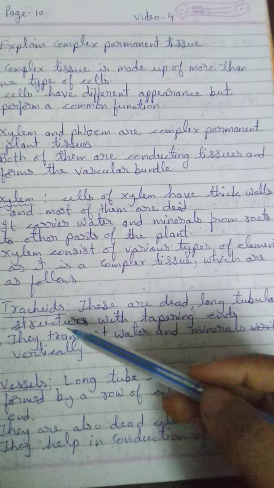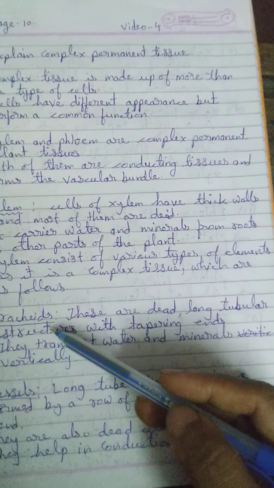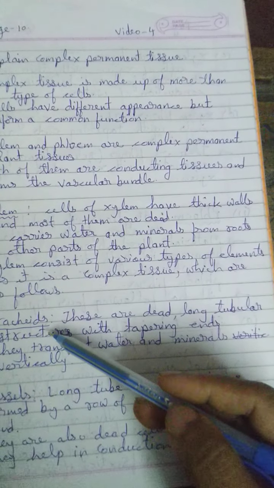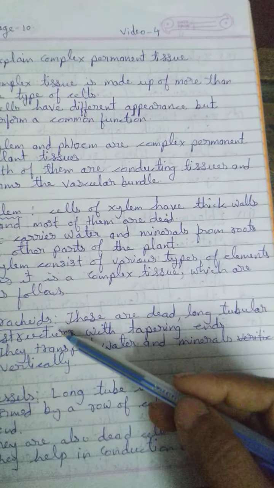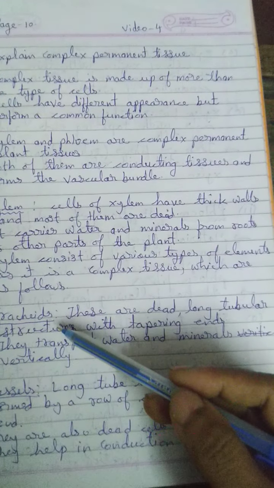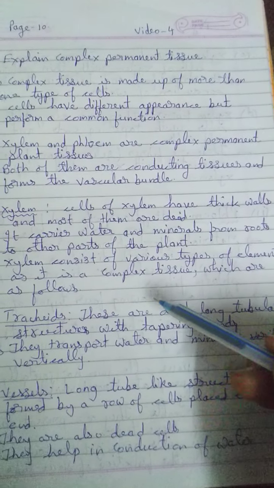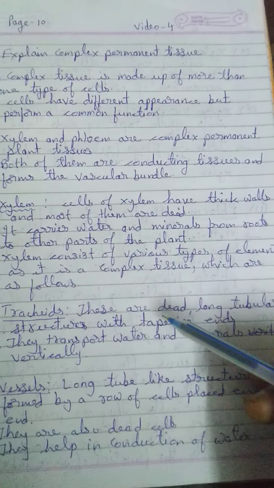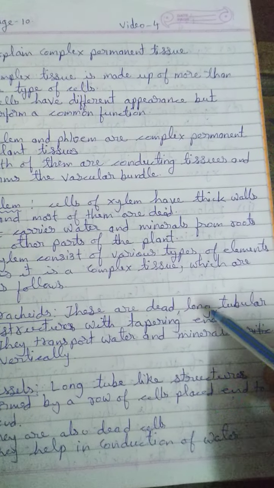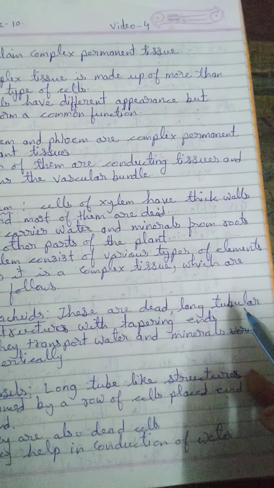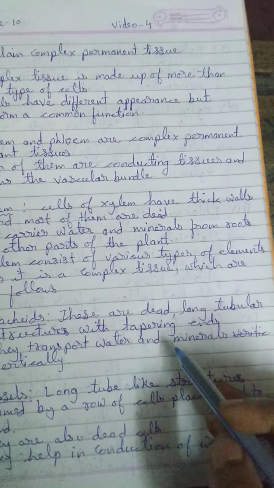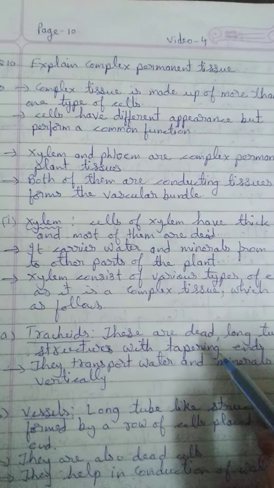First one is tracheid. Tracheids are the xylem cells which are present in the lower category of plants like herbs or small plants. They are dead. Most of the xylem tissues are dead except xylem parenchyma. They are dead, long tubular structures. Tubular means tube-like structure with tapering ends. See the diagram on page number 73.